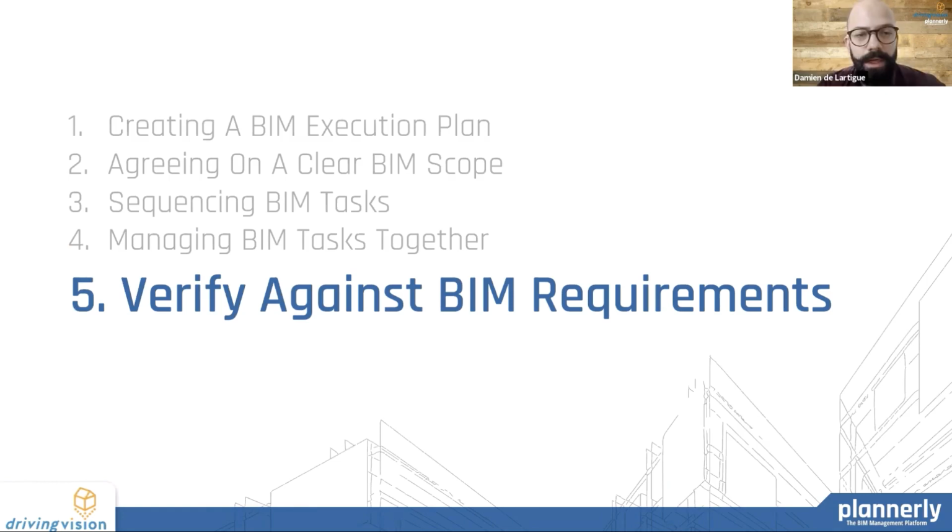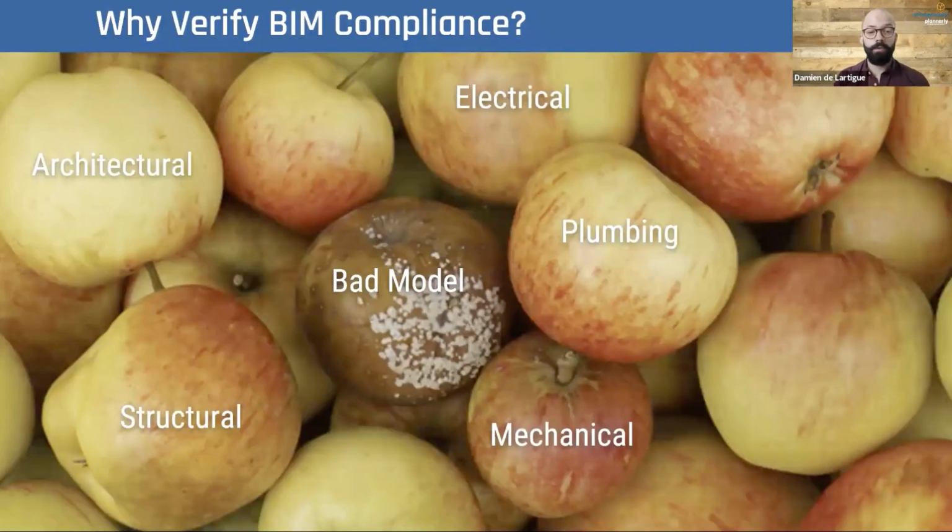So finally, we're going to cover how to verify against BIM requirements. It's really important to ensure people are meeting the requirements that have been set. Why is that? Well, because one bad apple, a single bad model, can have a knock-on effect and cause a lot of problems for everyone else down the line in terms of clashes, missed content, and can really have an effect on the status of the project. So we want to keep it all on track. So it's really important to make sure you have compliance from everyone.